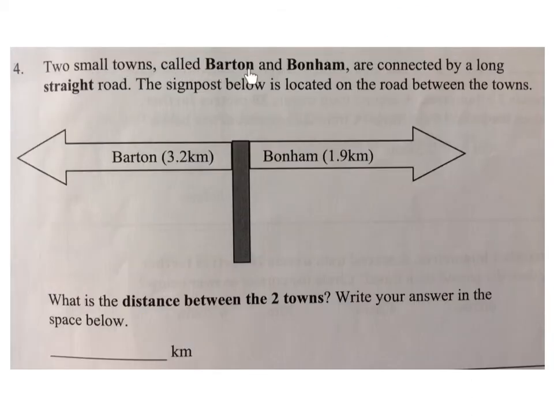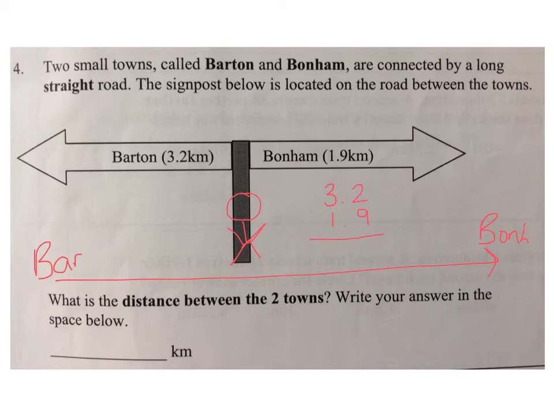2 small towns called Barton and Boham are connected by a long straight road. The signpost below is located on the road between the towns. So Barton, we will go 3.2 kilometres this way to our left, and Boham, we go 1.9 kilometres to our right. If you were to imagine standing in the centre, and you have to work out how I get from Barton all the way over to Boham, all you've got to do is to add the 2 numbers. 3.2 plus 1.9, 2 and 9 are 11, 1 over, giving me 5.1 as my answer.